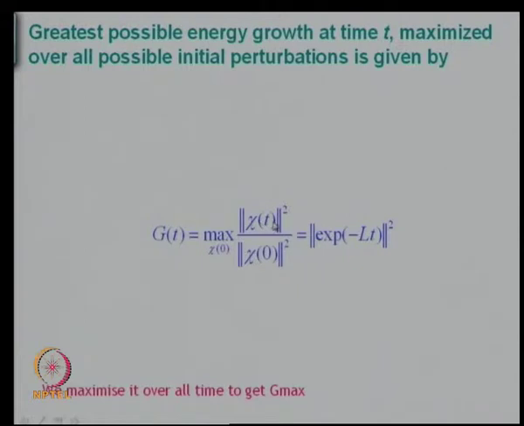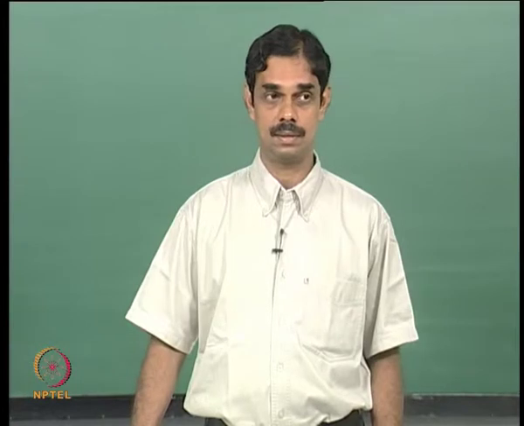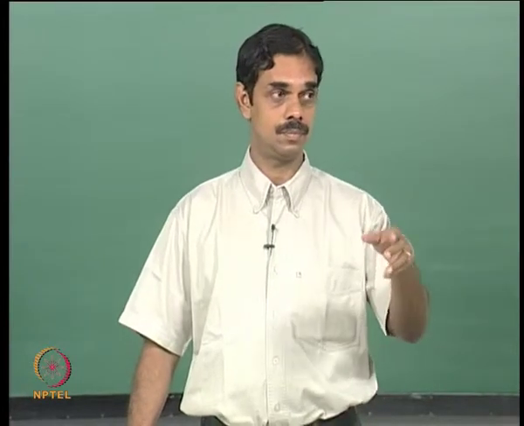at some time t divided by the norm at time t equal to 0, which we showed is equal to the norm of the evolution operator. Then we said we will maximize this for all initial conditions, and then we maximize it for all times, and then we get the maximum growth factor. So, are there any questions?